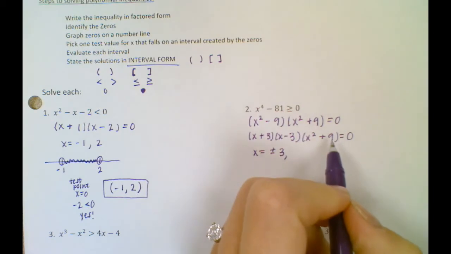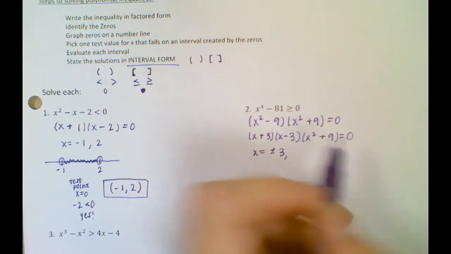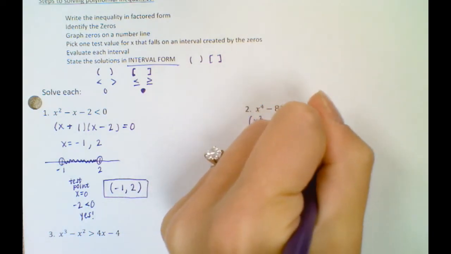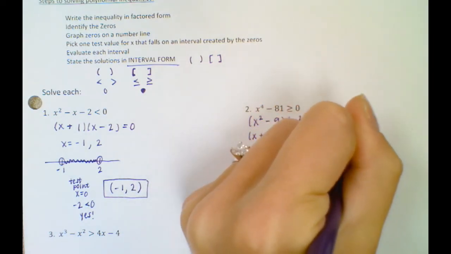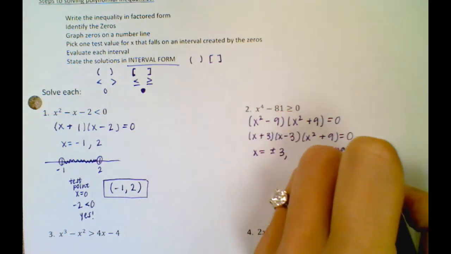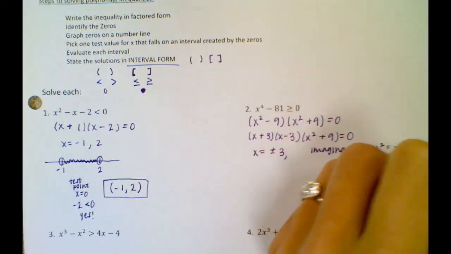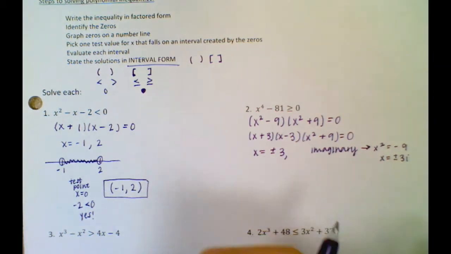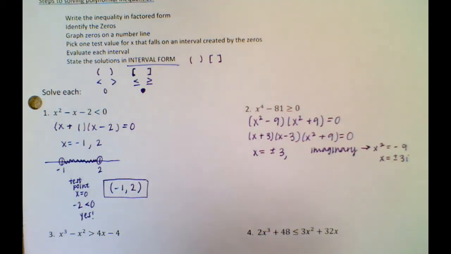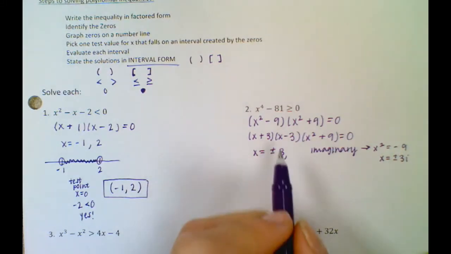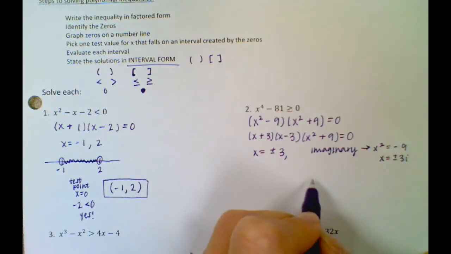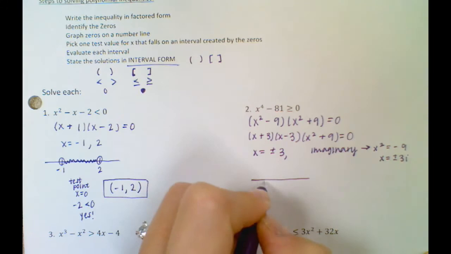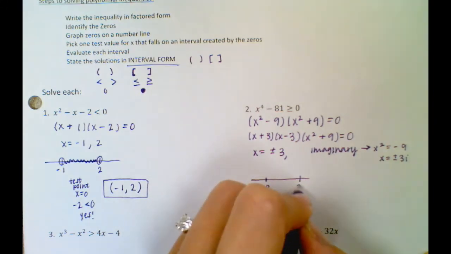Then I also can set this equal to 0 and solve, but realize here that these are going to be imaginary, because when I do x squared equals negative 9, I get x equals plus or minus 3i. And those don't show up on the x-axis, so we don't really need to worry about those guys, okay? So I'm just more concerned about this negative 3 and positive 3 here. So I've got negative 3 and positive 3.